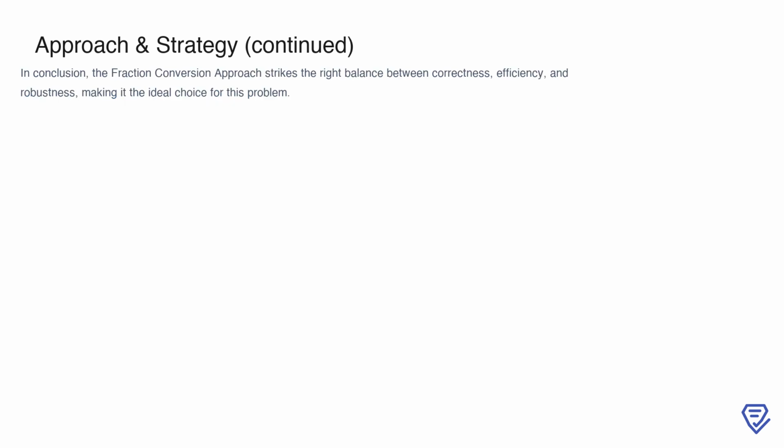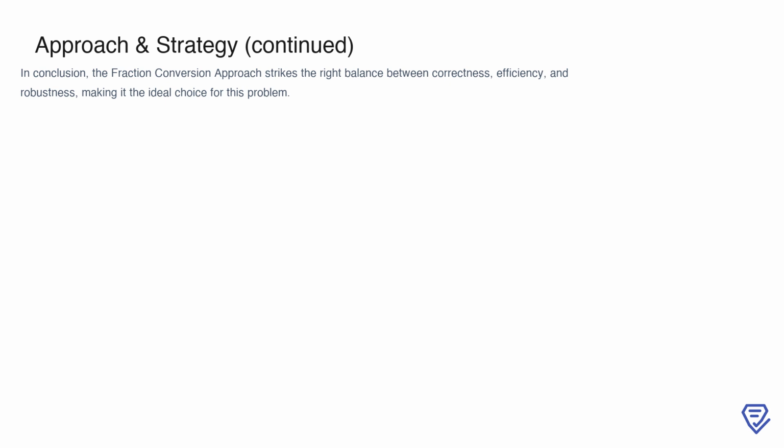In conclusion, the fraction conversion approach strikes the perfect balance between correctness, efficiency, and robustness, making it the ideal choice for solving this problem. By avoiding precision issues and ensuring mathematical rigor, this method provides a reliable solution that handles all edge cases effectively. Its efficiency and accuracy make it well-suited for competitive programming scenarios, where precision and performance are critical.